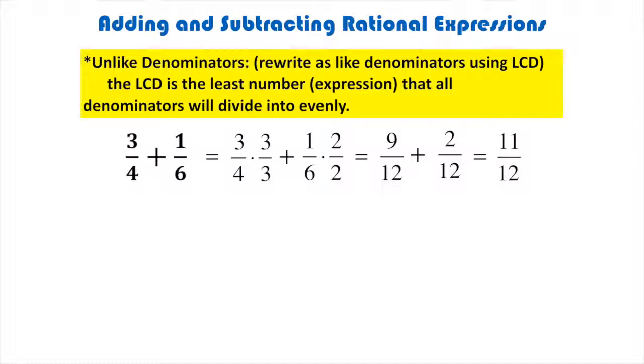So it's two more steps, really. We have to find what the lowest common denominator is, then multiply each part by something to get us that lowest common denominator. And that's something that you learned back in elementary school.